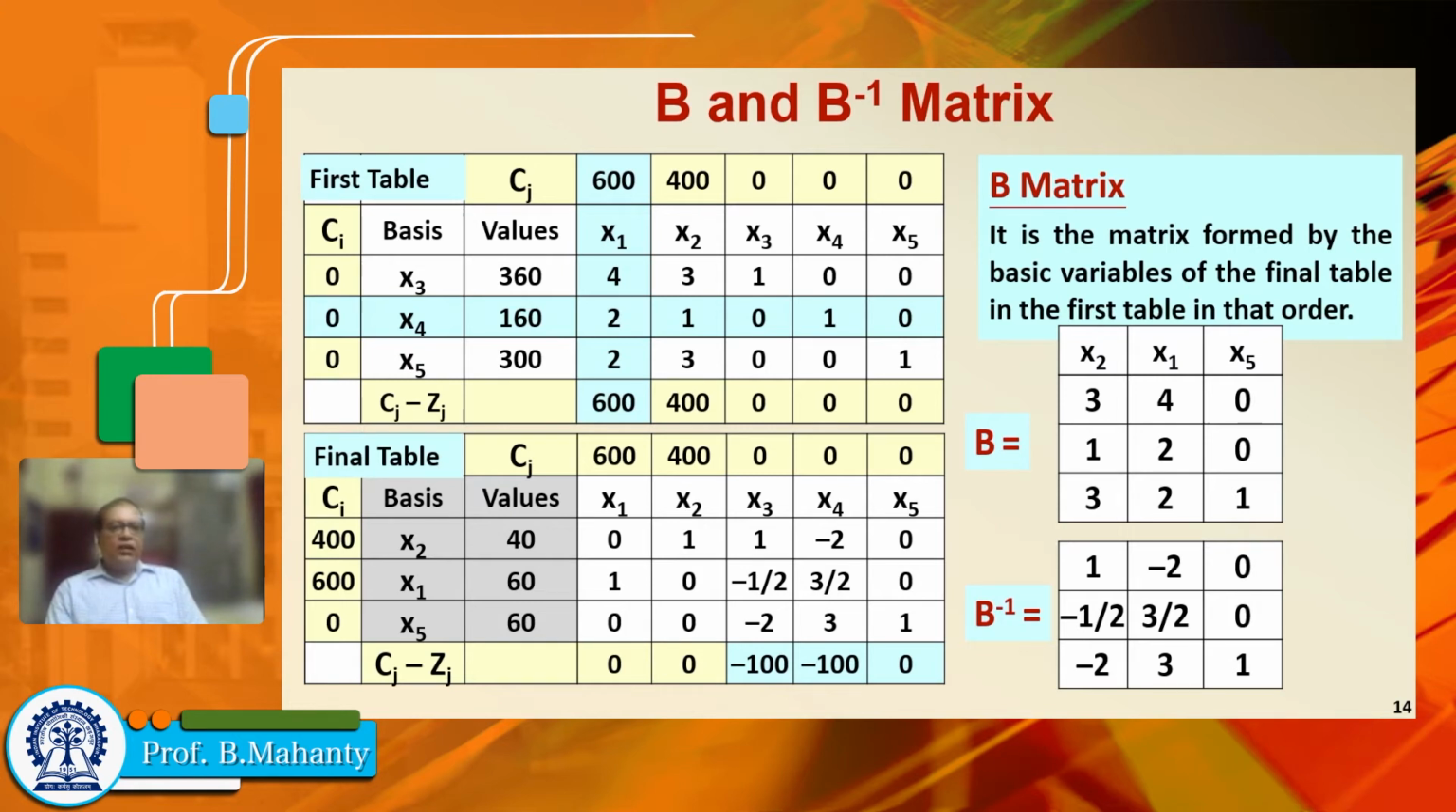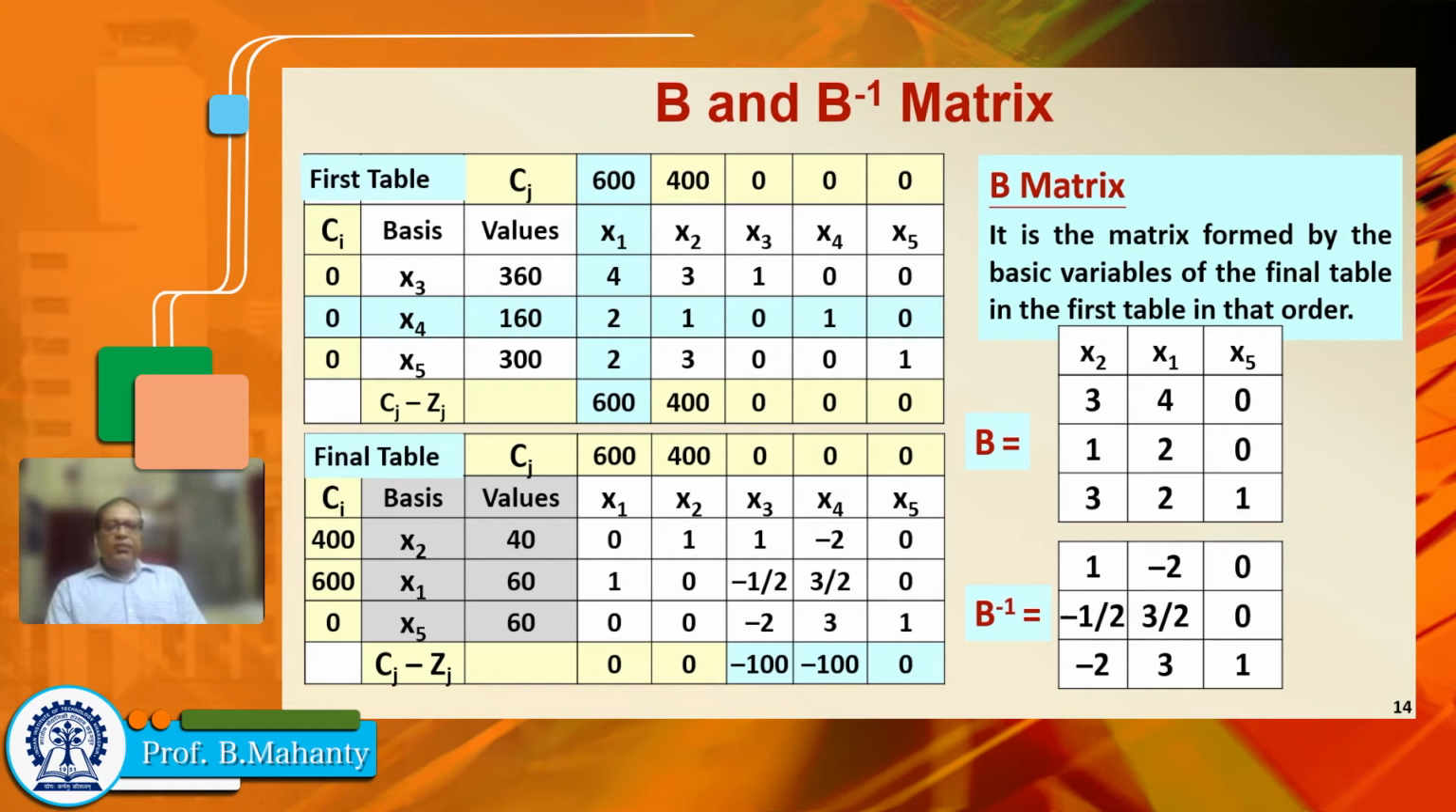So x2, x1 and x5. Now what is the column under x2 in the first table? 3, 1, 3. So we wrote 3, 1, 3. What is the column under x1 in the first table? 4, 2, 2. So we wrote 4, 2, 2. What is the column under x5 in the first table? 0, 0, 1. So look, 0, 0, 1. So that is written here.